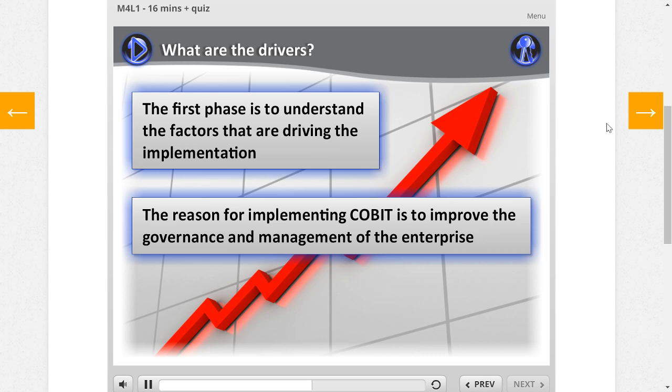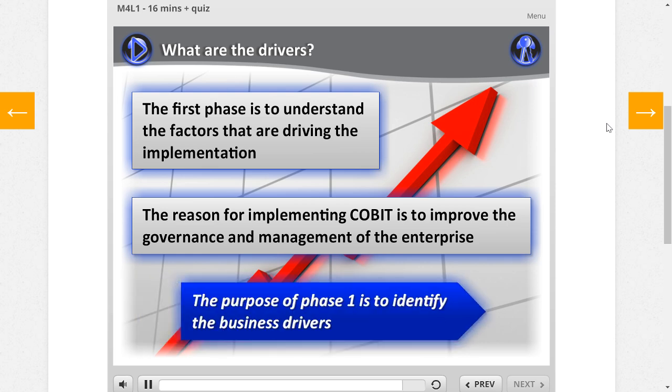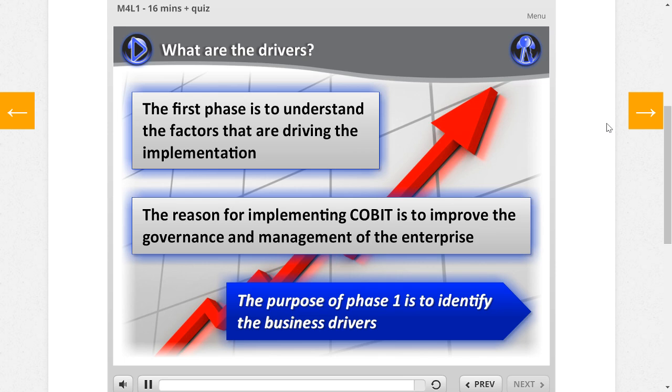The theory of continual improvement is widely accepted, but in practice, many enterprises only initiate an improvement program if there is seen to be a clear need. Certainly, it's far easier to get the necessary finance and resources if there are specific drivers. The purpose of Phase 1 is to identify those drivers.